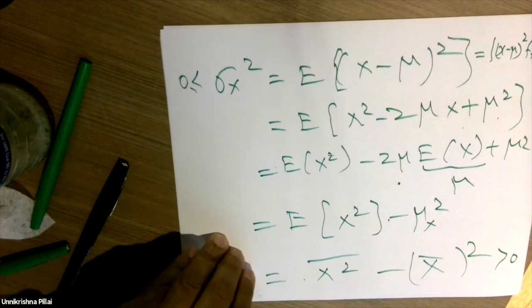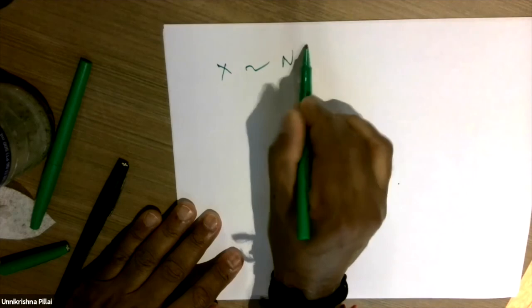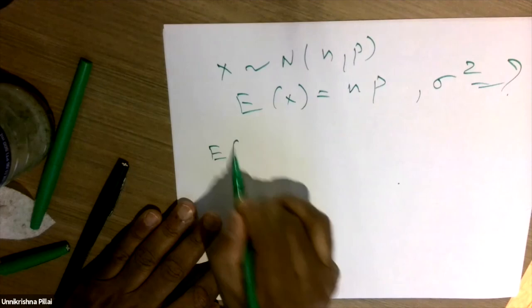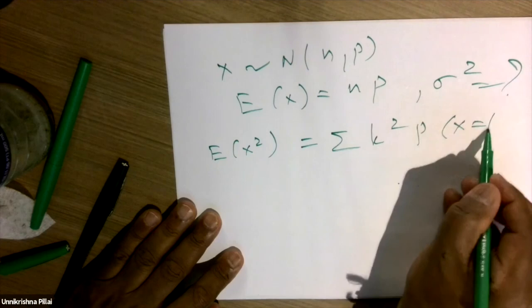So let me do the variance of something. Or let me continue with the binomial. So if x is binomial with parameters n and p, we found the expected value of x is np. So I want the variance, so I have to find the expected value of x squared. That is the summation of k squared times the probability of x equal to k, where k goes from 0 through n.